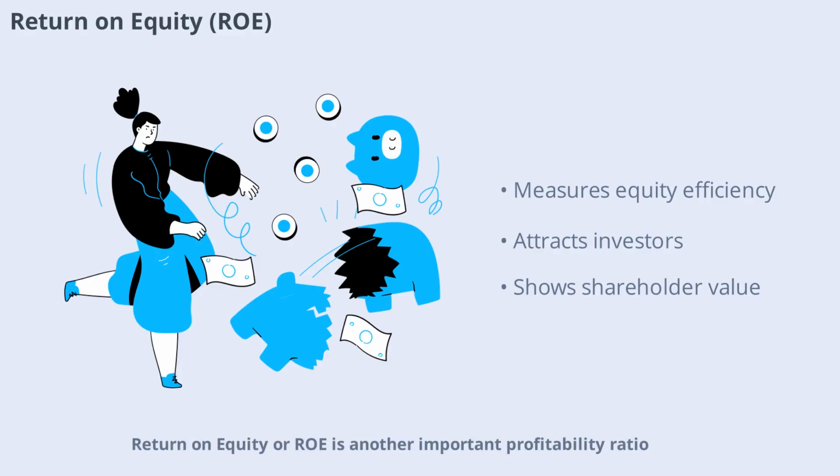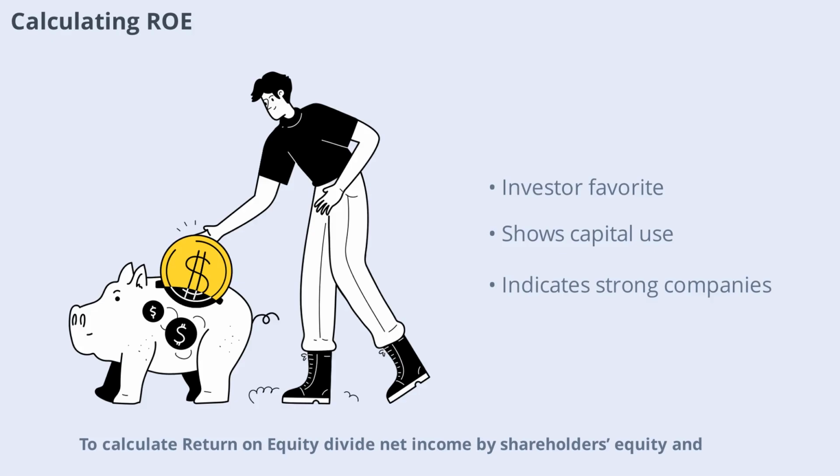Return on equity, or ROE, is another important profitability ratio. It measures how effectively a company uses shareholders' equity to generate profit. ROE is calculated by dividing net income by shareholders' equity. A higher ROE means the company is more efficient at turning equity investments into profits, which is attractive to current and potential investors. To calculate return on equity, divide net income by shareholders' equity and multiply by 100 to get a percentage. The formula is ROE equals net income / shareholders' equity x 100.